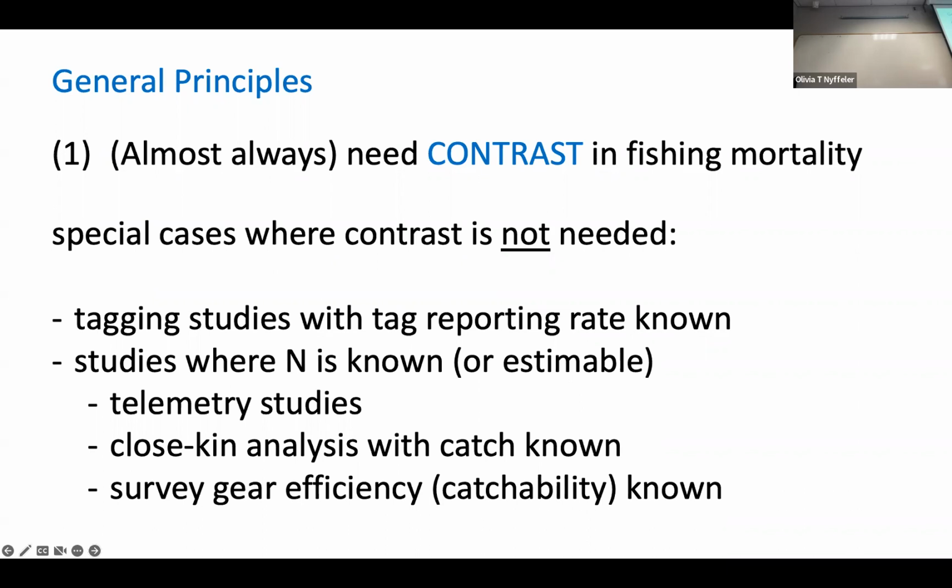Or a survey, if your survey efficiency is known. Supposing you know that if I drag this trawl across the bottom, I will cover 0.1 square kilometers, and half of what encounters the trawl will get caught, half will escape. Then you could just do a swept area calculation and say, I know how much was in this 0.1 square kilometer, and I know how big the lake is, so multiply it out and you get your population size. Then catch divided by population size is exploitation. And if you have, say, a catch curve to get total mortality rate in 1 year, you're getting your answer. So these special cases, studies where N is known or estimable, or where the tag reporting rate is known, you don't need contrast. Otherwise, you have to have it.